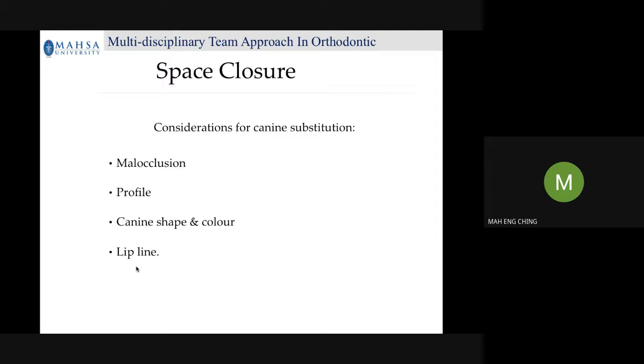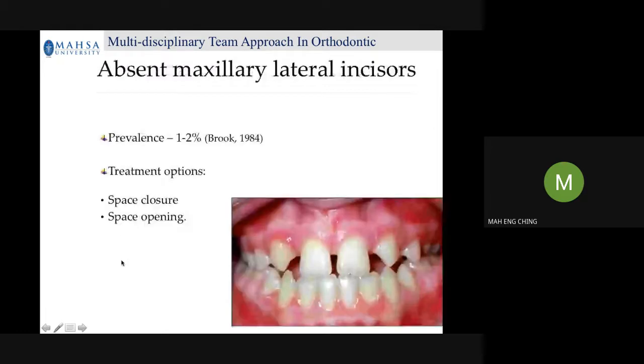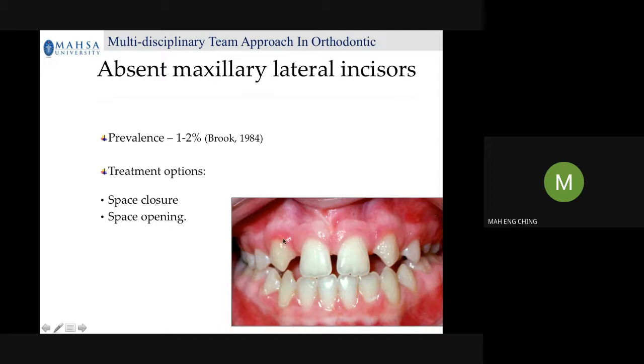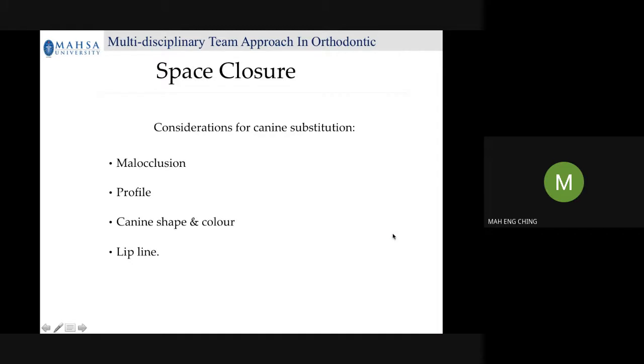Then you have to consider the lip line also. Let's say the patient has a high lip line. When they smile, you can see all the incisors and canines, and then the canine can be quite obvious next to the central incisor. If it's a low lip line, everything will be covered. They hardly see any gingival margin. Then it will be a good case to put the canine next to the central incisor, because if the lip is not high enough, you cannot see the gingival margin. It's a good case for camouflage.